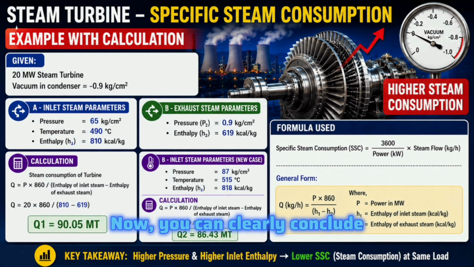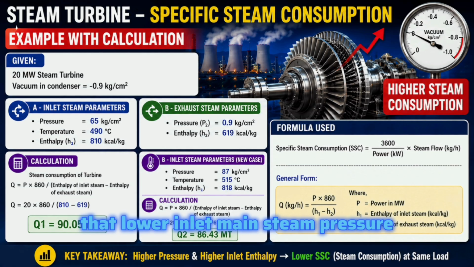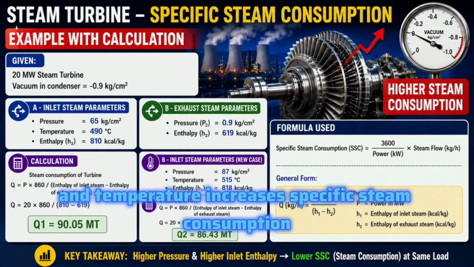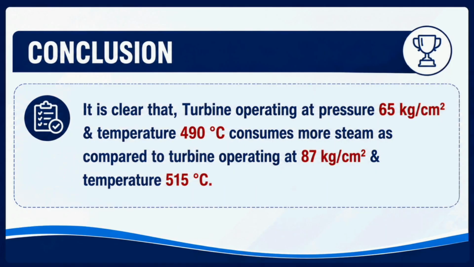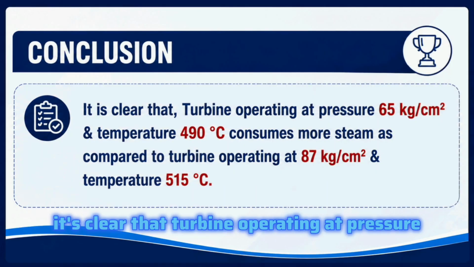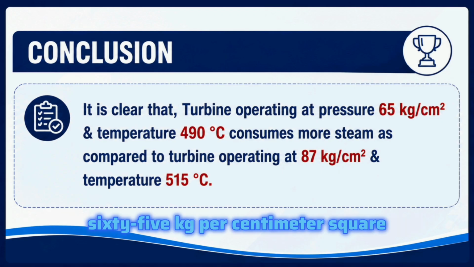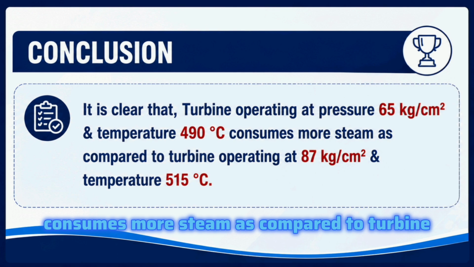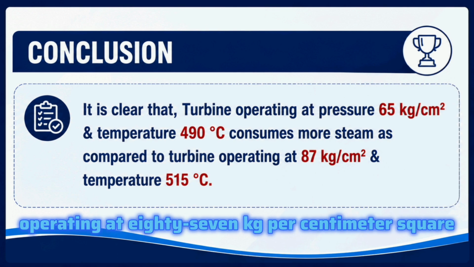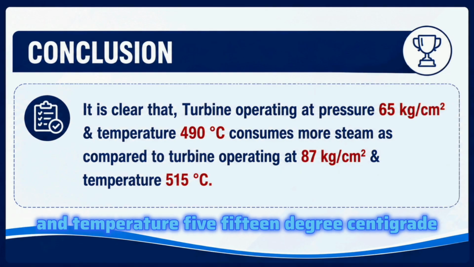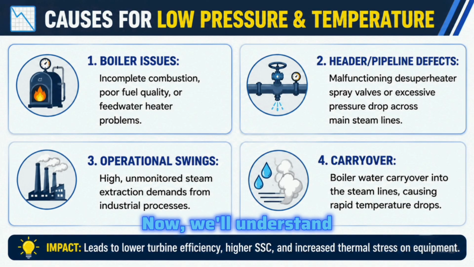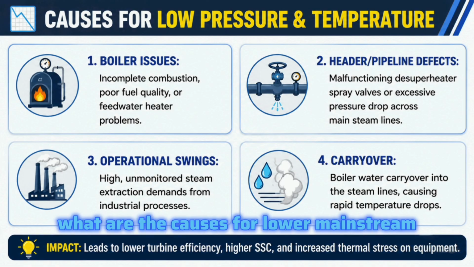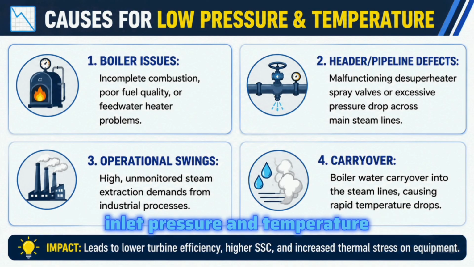Now you can clearly conclude that lower inlet main steam pressure and temperature increases specific steam consumption. It's clear that a turbine operating at pressure 65 kg per centimeter square and temperature 490 degrees centigrade consumes more steam as compared to a turbine operating at 87 kg per centimeter square and temperature 515 degrees centigrade. Now we'll understand what the causes are for lower main steam inlet pressure and temperature.